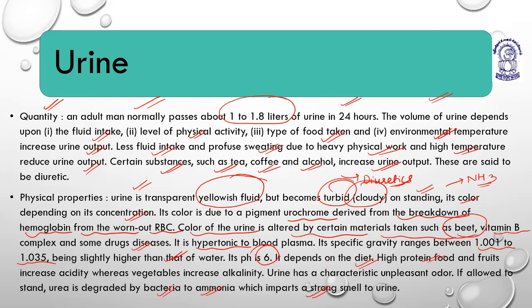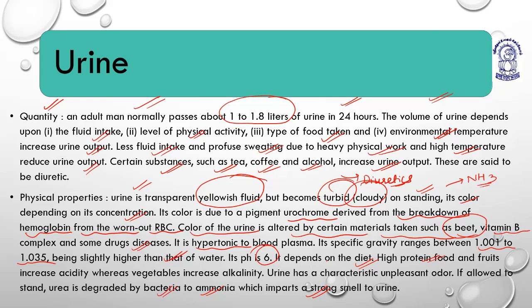So basically, the total volume is 1200 to 1500 or 1800 ml per 24 hours, like 1 to 1.8 liters of urine in 24 hours. The volume of urine depends upon various factors we have discussed. The physical properties: urine is a transparent yellowish fluid but becomes turbid or cloudy on standing because of the liberation of ammonia. Its color depends on its concentration.